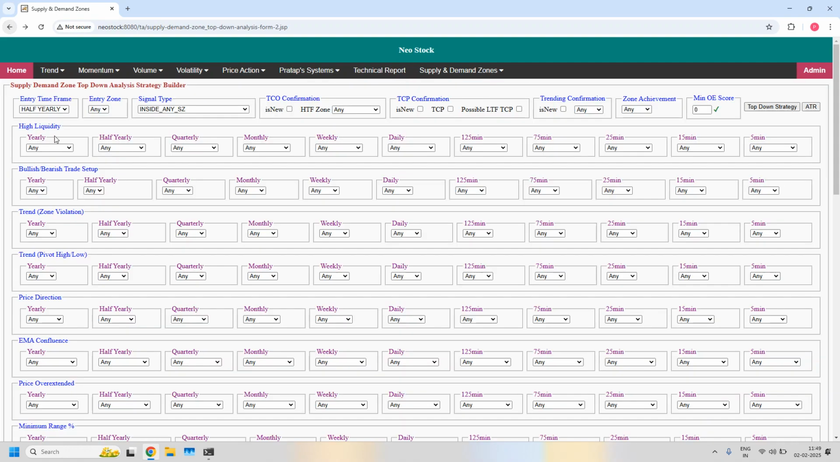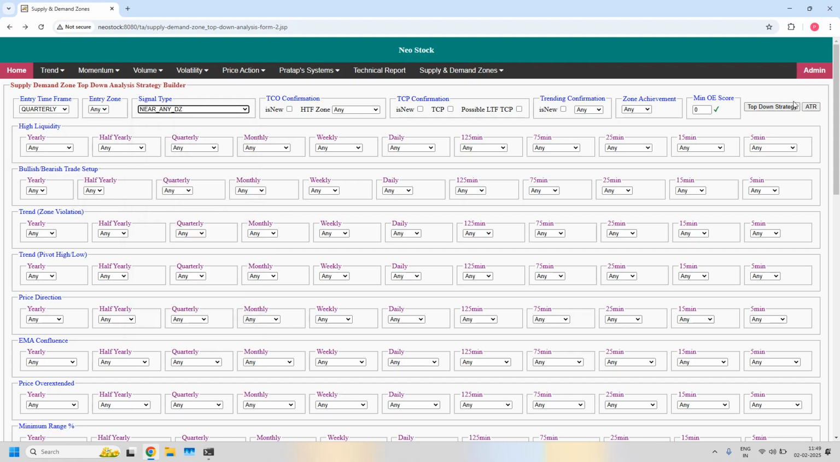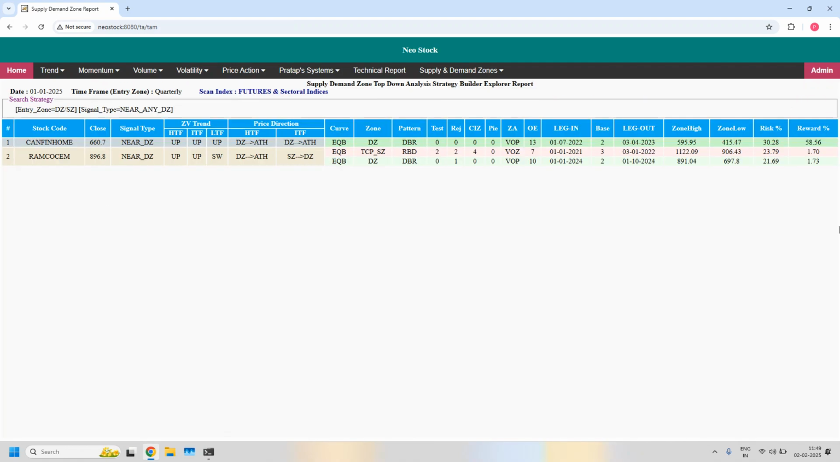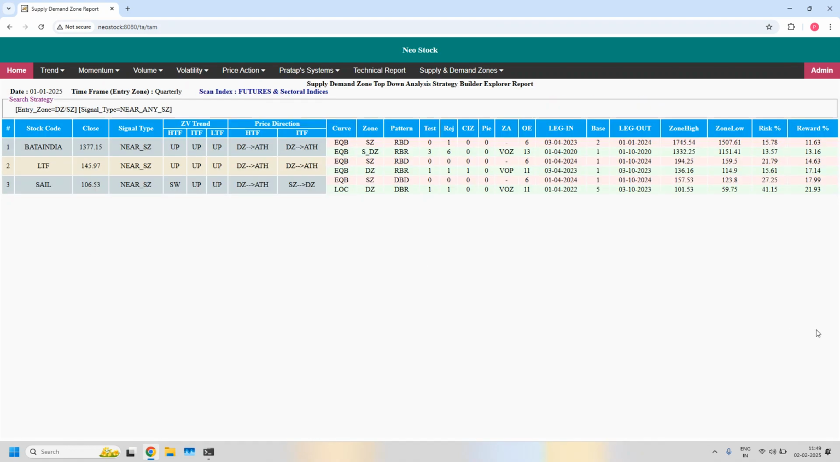Okay, next time frame is quarterly. Stocks near quarterly demand zone. We got two stocks. Next, quarterly time frame. Stocks near quarterly supply zone. We got three stocks.